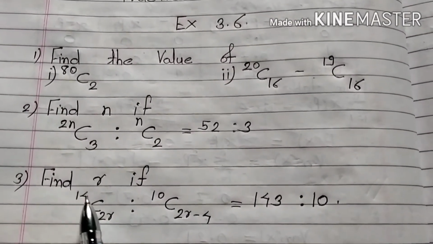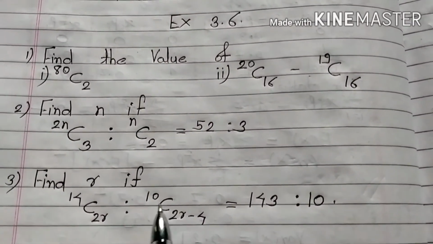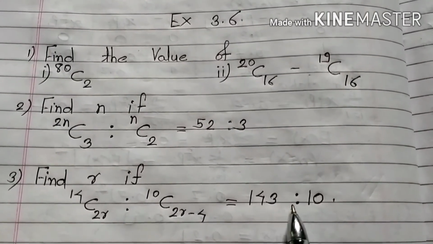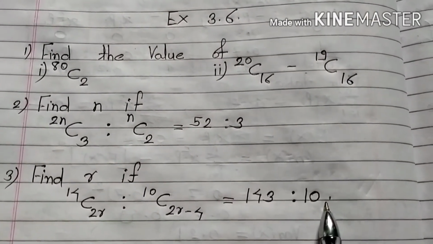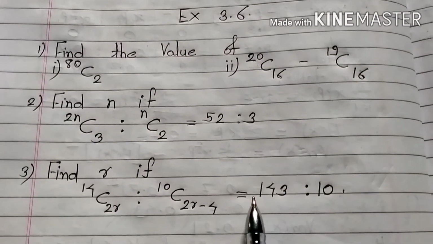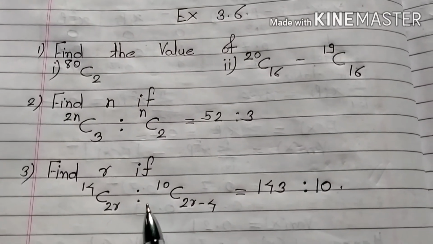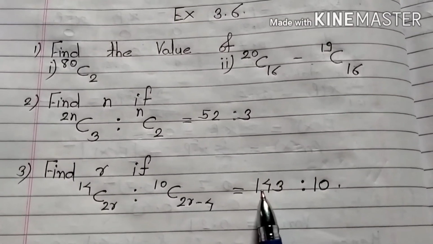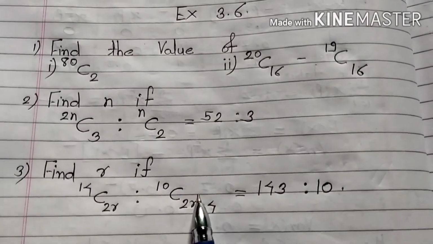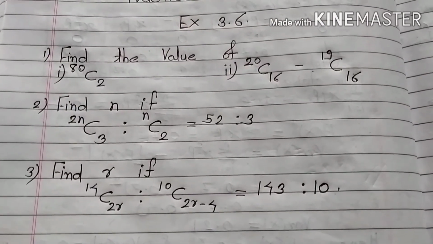Now next, find r if 14C2r is to 10C(2r minus 4), which is equal to 143:10. In this example, you have to find the value of r. You can take this as division, like that, 143 upon 10 and this upon this. So try to solve this problem.